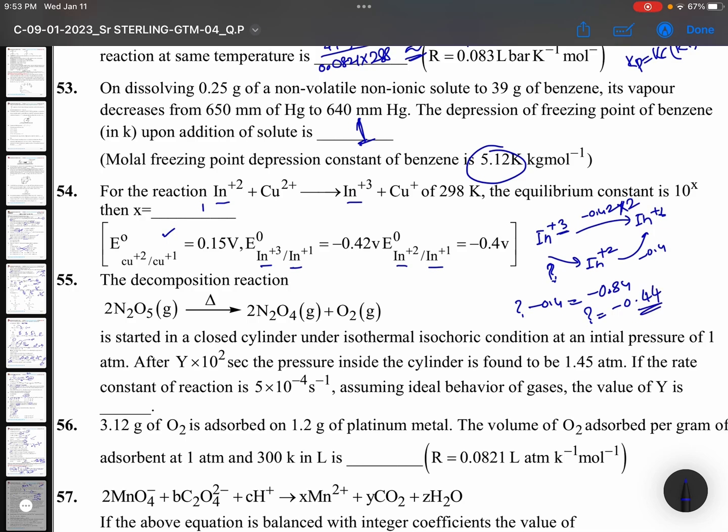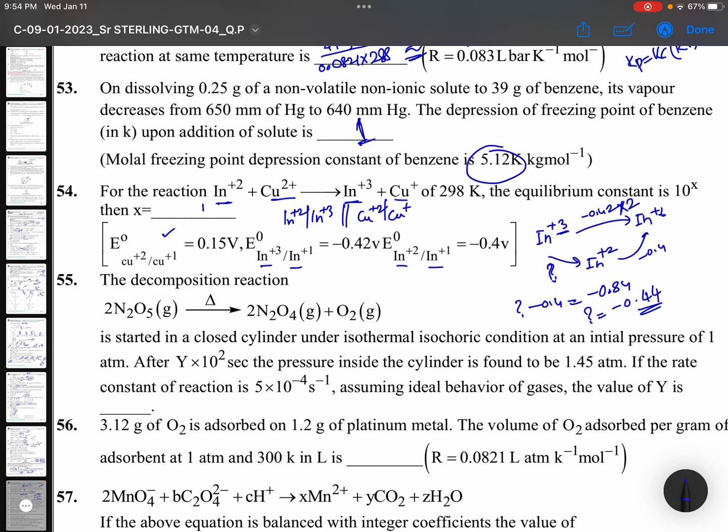This is to be considered. Okay, now then RHS minus LHS. How do you write this one? Now this is undergoing oxidation, this is undergoing reduction. LHS oxidation, In plus 2 by In plus 3 is oxidation, Cu plus 2 by Cu plus is reduction.